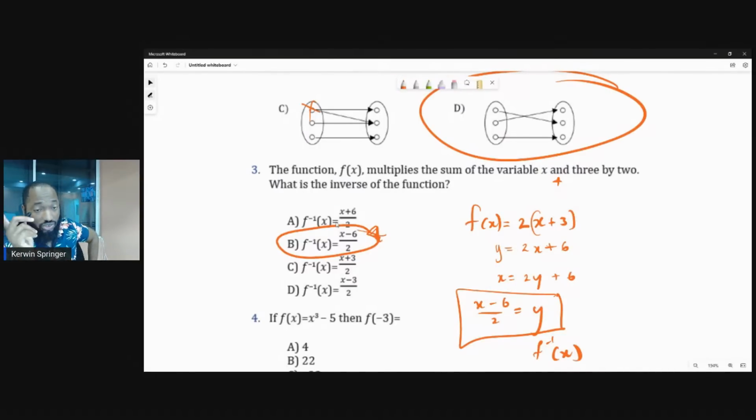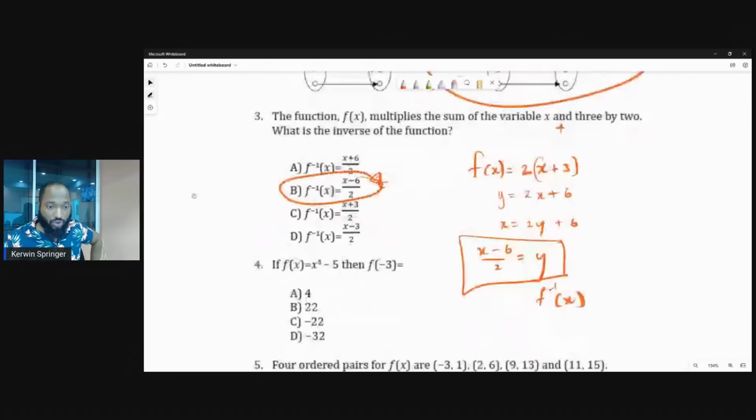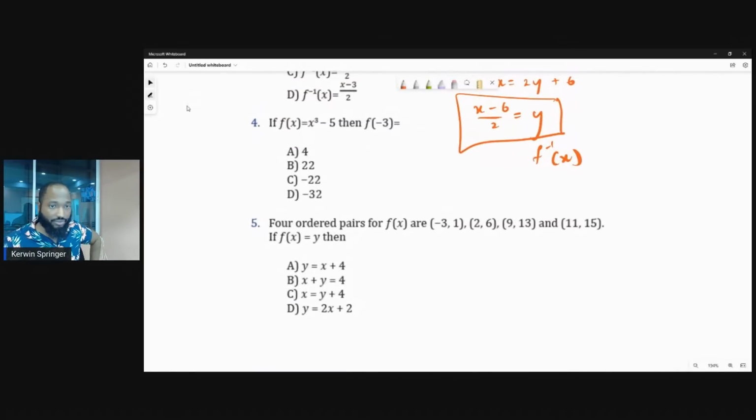I find this one was a little tricky. I watched this one earlier, and I didn't see people shoot out answers. So let's shoot out the D for the last one, but not for this one. So let's try number 4 and 5.